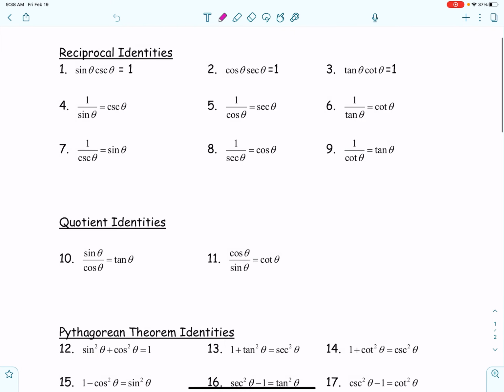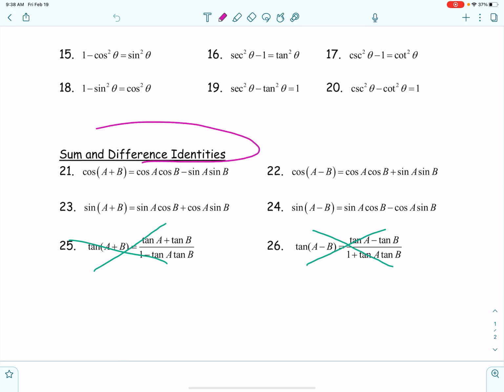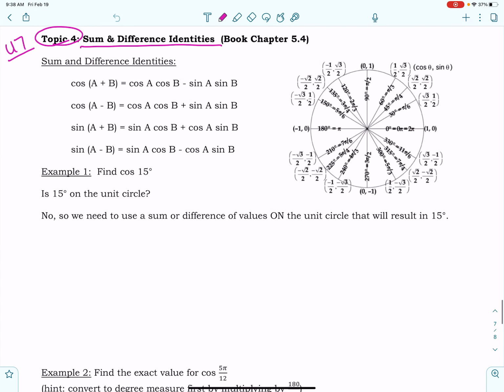So on your identities handout, at the very bottom, we have sum and difference identities. And we are only going to use 4 of them. We are not going to talk about sum and difference for tangent. We've marked through those already. But we are going to use the sum and difference identities for cosine and sine. So if you will notice on your notes, I've embedded the identities right here, so that way we can reference them pretty easily.